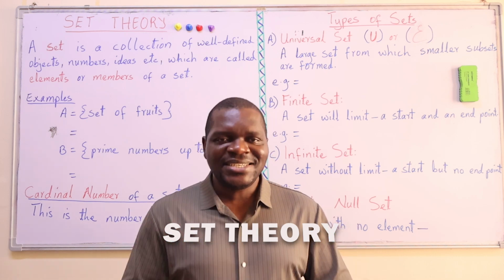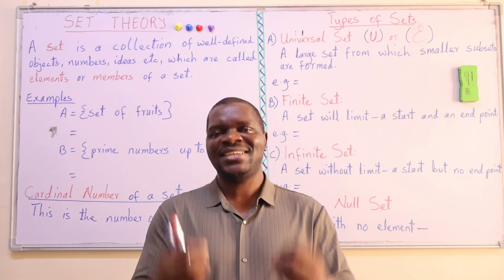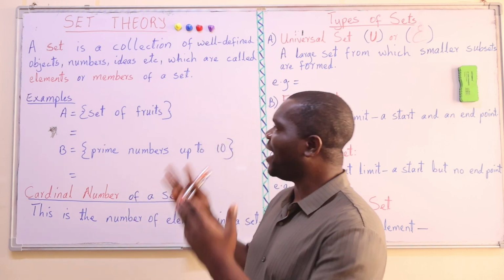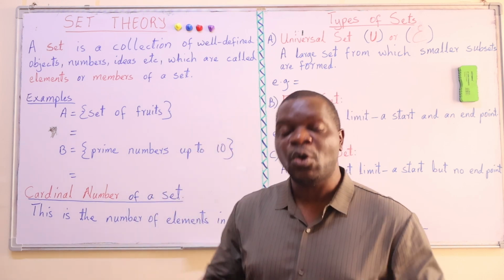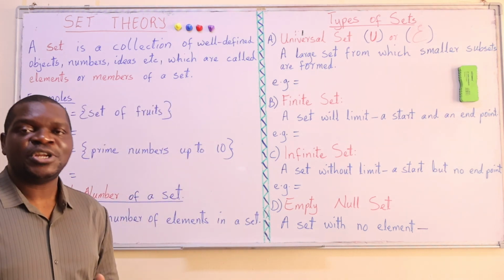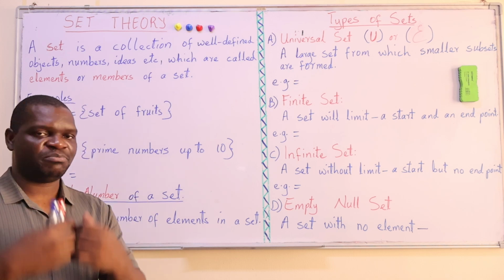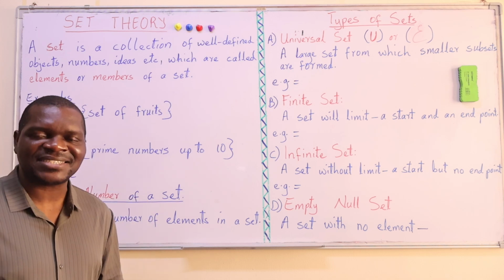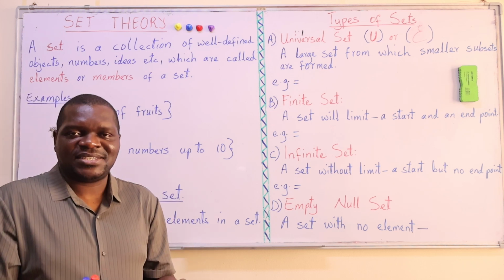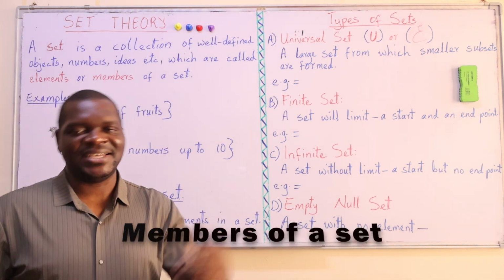Before we go into the details of what a set is all about, we want to start by understanding the basic concepts in sets. We're going to start by defining what a set is. What is a set? A set is simply a collection of well-defined objects. It can be numbers, it can be ideas, and so on. And these elements, objects, numbers, are called members of a set.